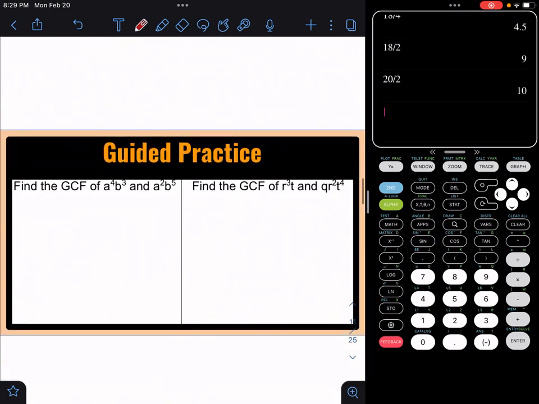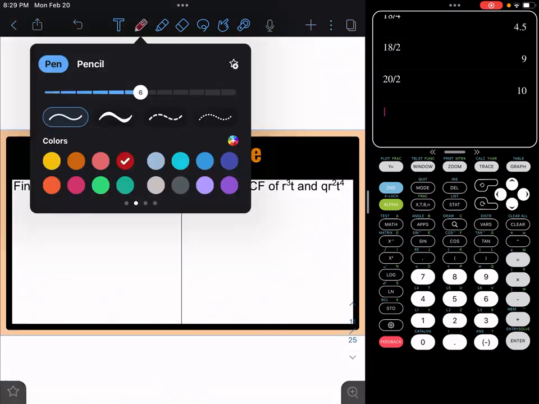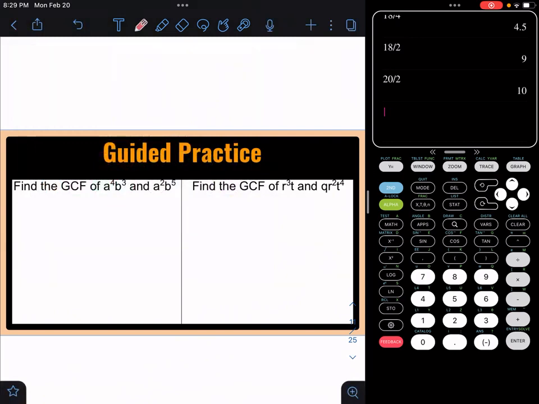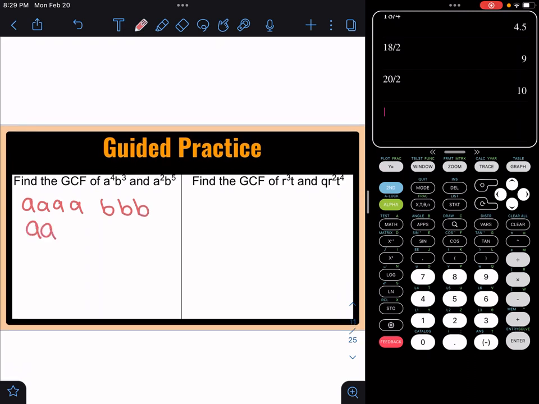All right, now let's try finding the GCF of variables. So let me show you how we figure this out. The first one is a to the fourth, which means we have 4 a's, and b to the third, which means we have 3 b's. Then the next one is a to the second, which is 2 a's, and b to the fifth, which is 5 b's. Our GCF is just how many of the same of the letters you have. Both of them have at least 2 a's, and both of them have 3 b's. So our GCF would be a to the second, b to the third.